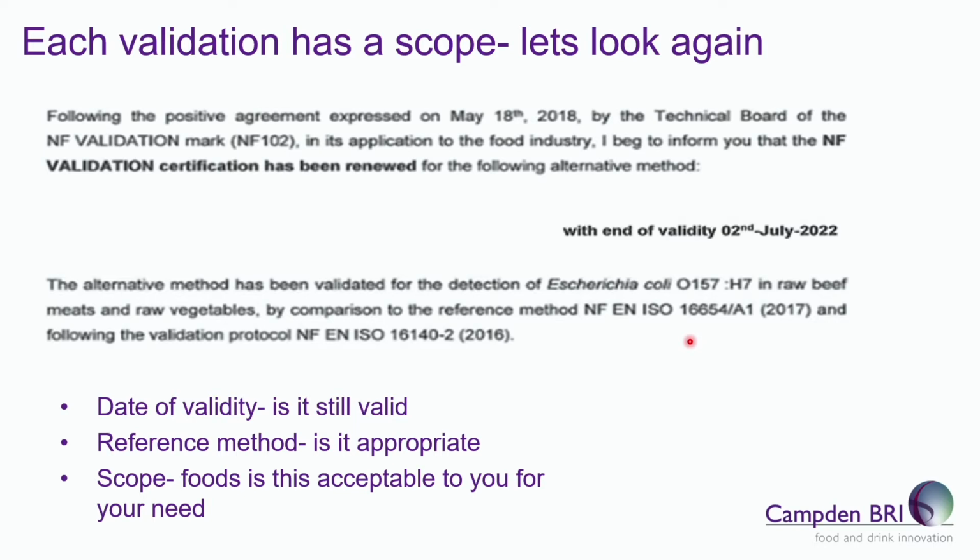Then look at the scope. Foods. Is it acceptable for you? If we look here, it's been validated for detection of O157 in raw beef and raw vegetables. What do I want to test it for? I want to test soft cheese. This method has not been validated for the food type I want to test, therefore I can't use it. It's not a valid method to use. I have to look somewhere else.